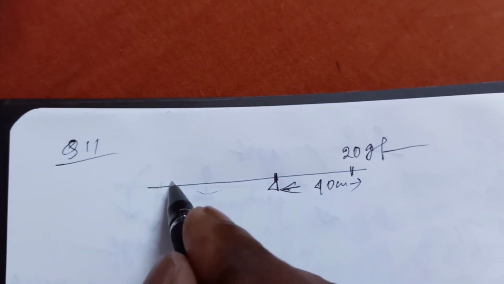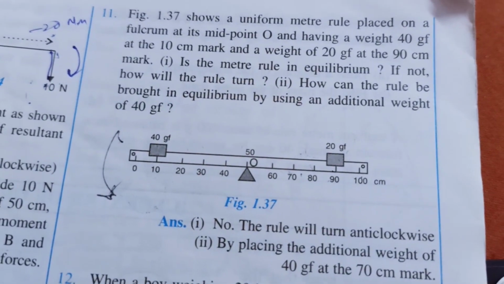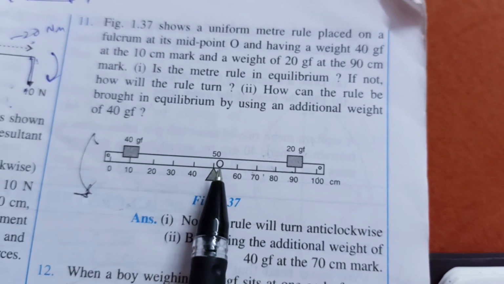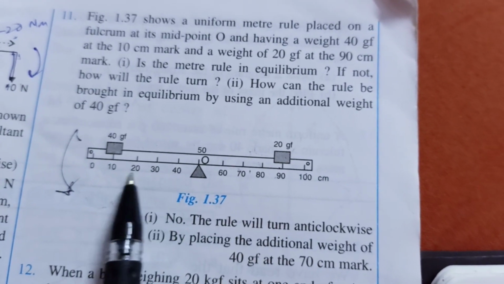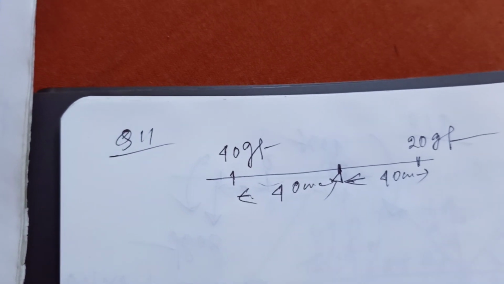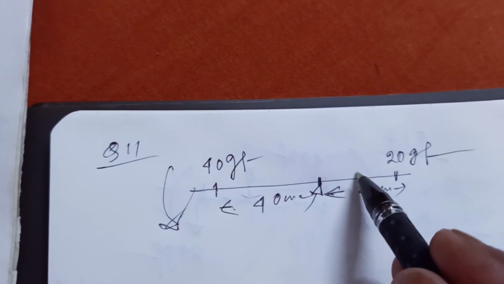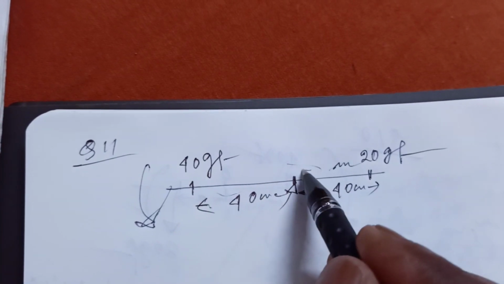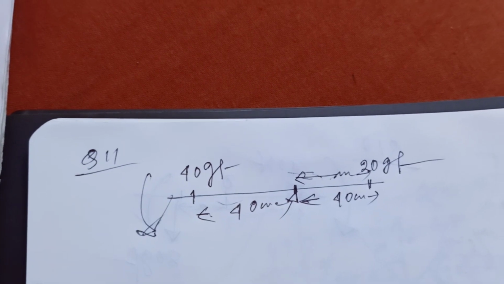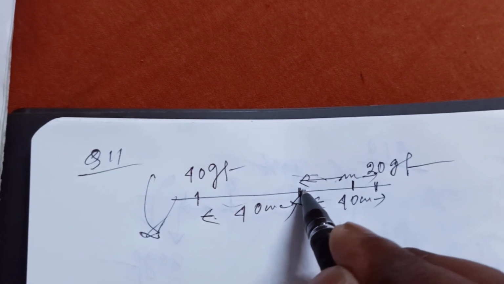Here is also a mass of 40 gram force, and the distance is 10, 20, 30, 40, a total of 50 centimeter, so it is also 40 centimeter from that position. So this is not balanced, and the rotation is anti-clockwise, so we have to add a mass of m gram here, at a distance of x from the fulcrum.